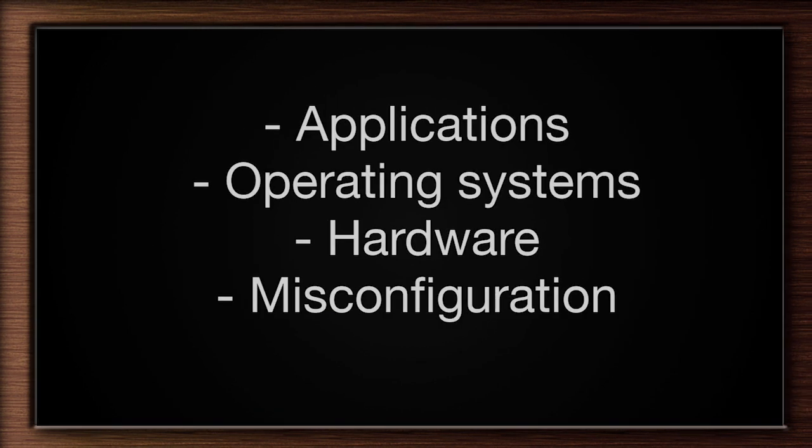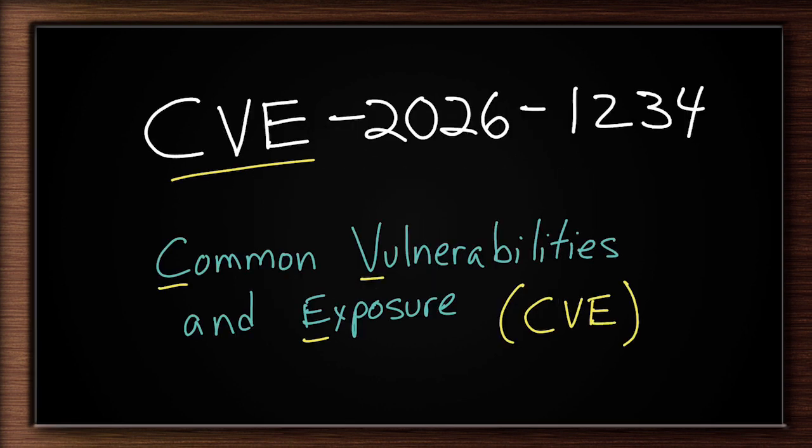And vulnerabilities can be found in applications, in operating systems. I mentioned hardware. Also, some misconfigurations can lead into vulnerabilities and insecure states. And you can also have vulnerabilities in things like shrink wrap software and many others out there. Now, vendors, security researchers, and vulnerability coordination centers typically assign vulnerabilities an identifier, and that identifier is known as the Common Vulnerabilities and Exposures, or CVE.